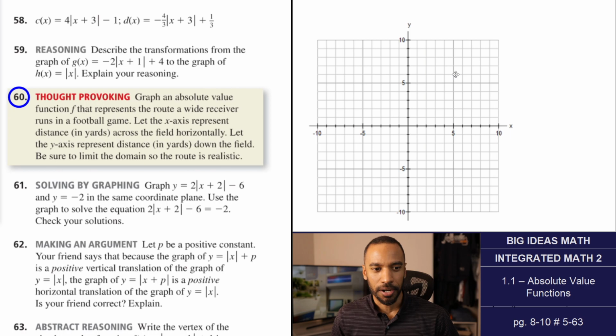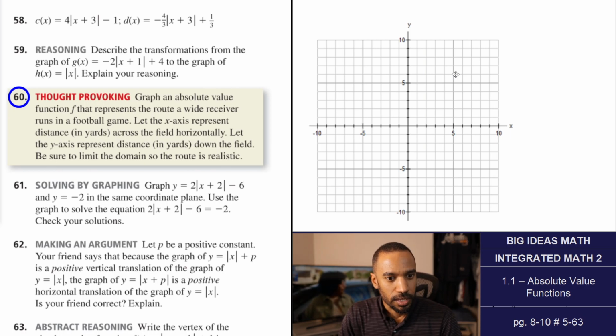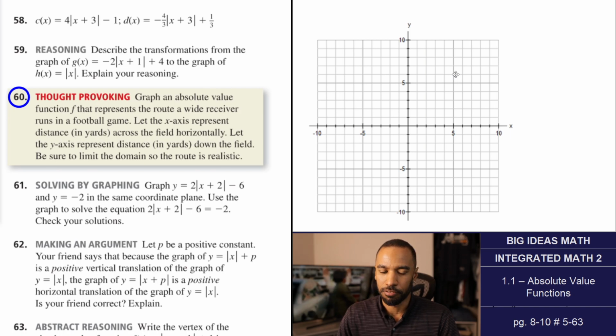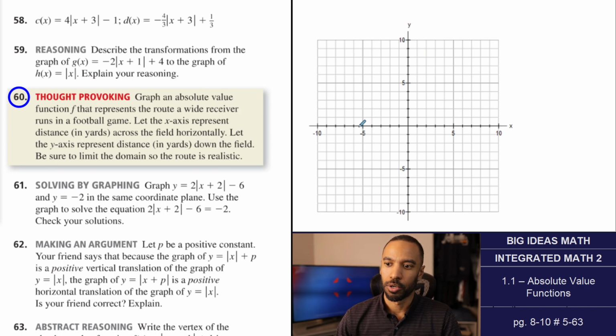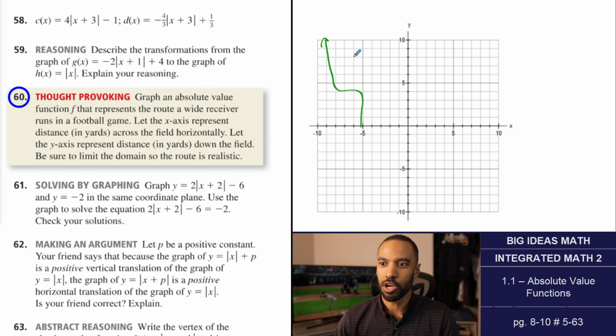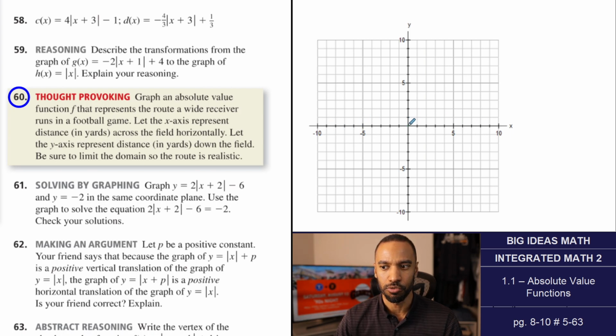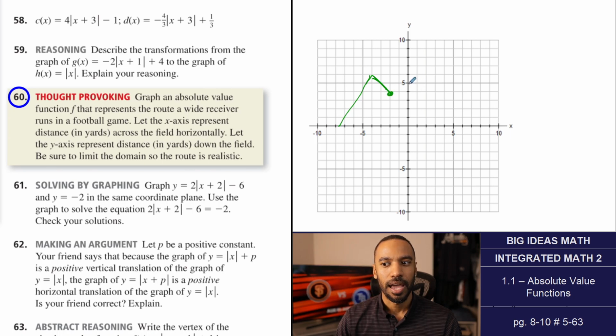You're a football player. Let the x-axis represent distance across the field horizontally, y down the field. So if I'm a football player, I could go hike, corner out, boom, go, and touchdown, like that, right? But we want to do an absolute value function. So if I'm a football player, I want to go out from here somehow, somewhere. You can do it from the origin, or it doesn't matter where. But I'm going to go out somewhere, and then I want to do like a corner route and come back, and like here, I want the ball. I think they want something like that, and I'll totally apply that.